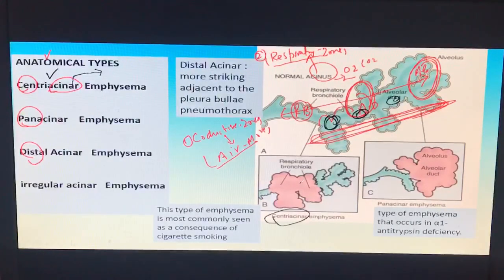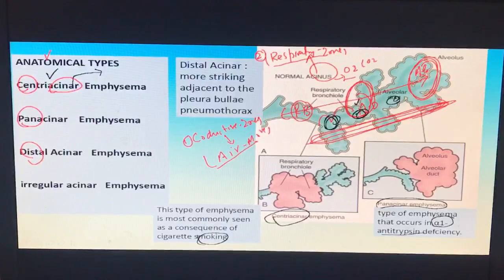In centriacinar, the central part of the acinus is involved. The common cause is smoking. Smoking leads to centriacinar emphysema. You must keep this in mind, it's a very important MCQ for the exam. And if a child has congenital emphysema due to alpha-1 antitrypsin deficiency, it leads to panacinar emphysema.